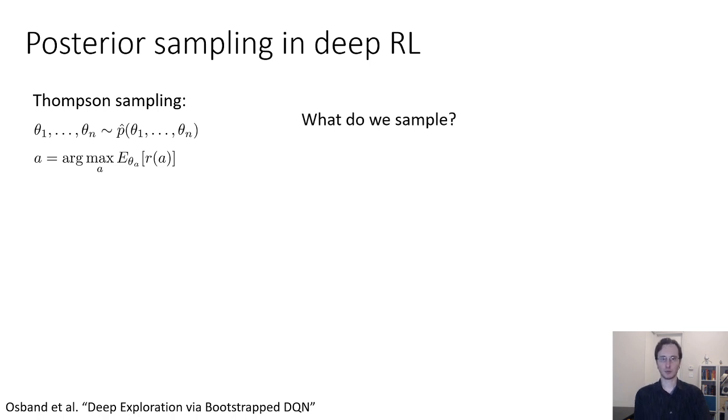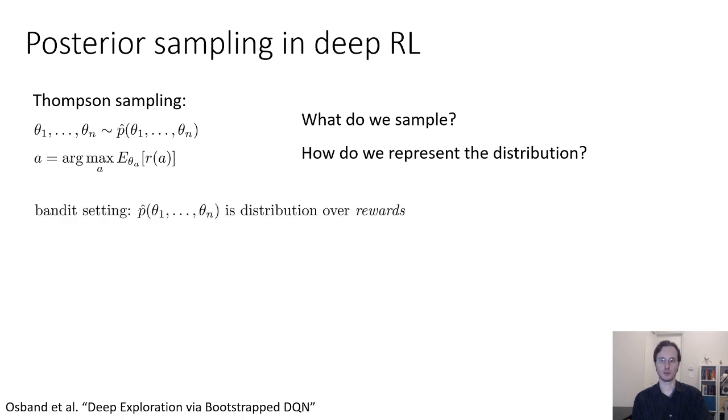So in the deep RL setting, we could ask, well, what is it that we should sample, and how do we represent the distribution? In the bandit setting, there isn't really a choice to be made. The only thing that's unknown is the model of the rewards, and that model is pretty simple, so it's not too hard to represent. In the deep RL setting, this is of course a lot more complicated. In the bandit setting, p hat of theta 1 through theta n is a distribution of rewards. The analog in MDPs would be a Q function, because in a bandit, the instantaneous reward is basically all you need to know, so you can choose your action as the argmax of the reward. In an MDP, we don't choose our action as the argmax of the reward, we choose the action as the argmax of the Q function.